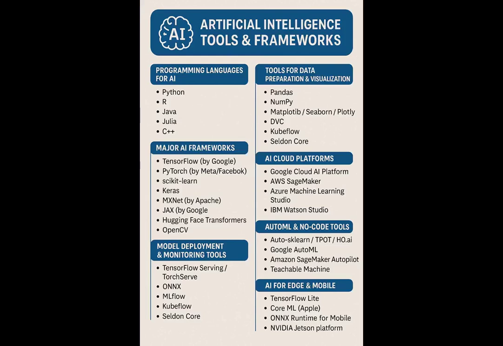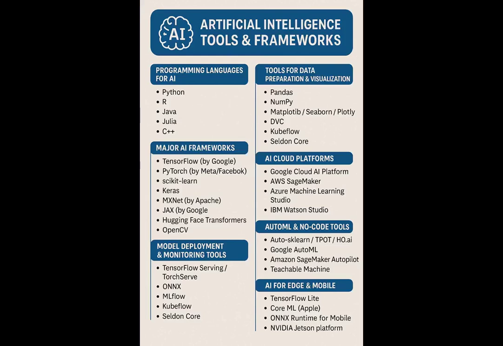3. Major AI frameworks. A. TensorFlow, by Google. Open-source deep learning framework. Offers Keras API for ease of use. TensorFlow Lite for mobile, TensorFlow Extended, TFX, for production. B. PyTorch, by Meta/Facebook. Dynamic computation graph. Easy debugging, popular in academia. TorchServe for deployment. C. Scikit-learn.